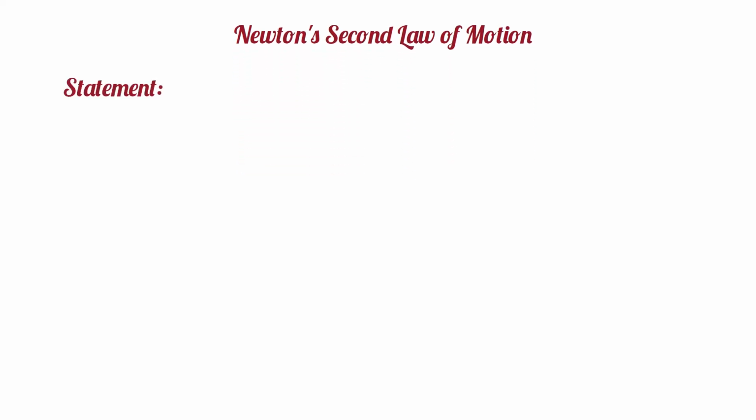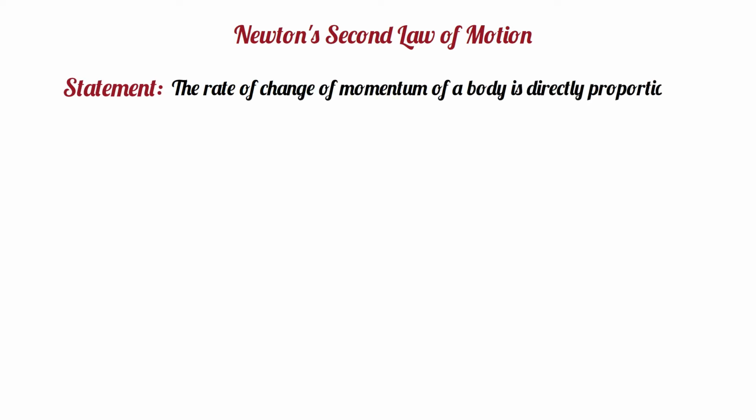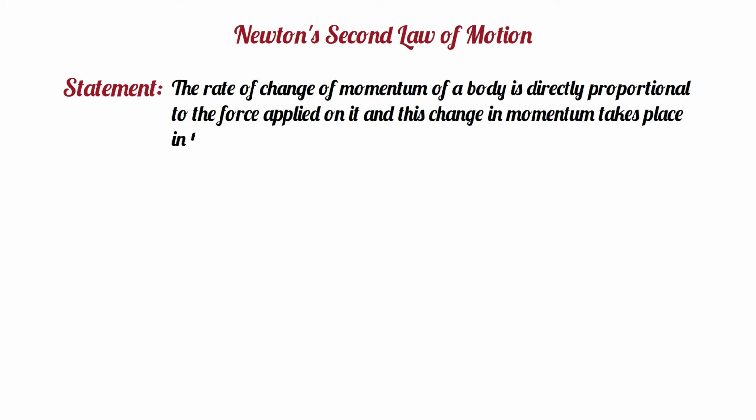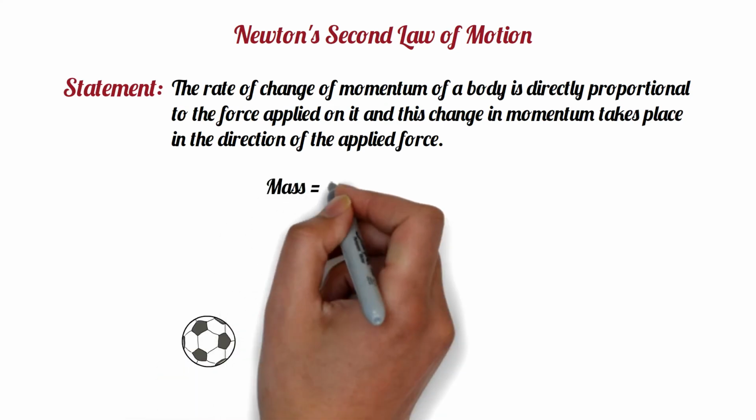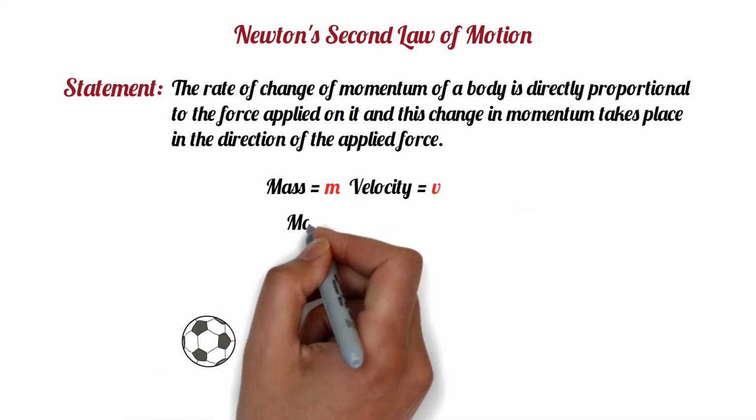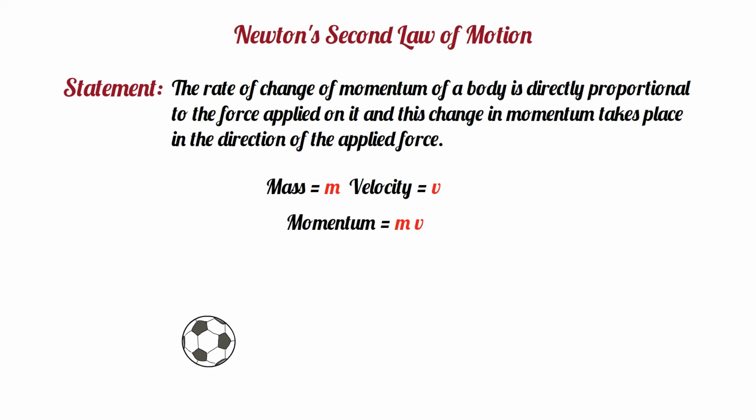Newton's second law states that the rate of change of momentum of a body is directly proportional to the force applied on it, and this change in momentum takes place in the direction of the applied force. If an object of mass m has velocity v, the momentum of the object is equal to mv.